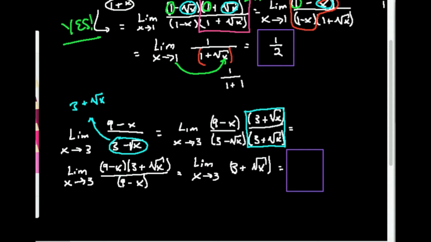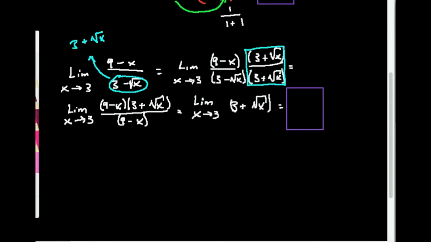All right? So what do I do? Well, I have this 3 minus square root of x times 3 plus square root of x. So I'm going to take this first number, 3, and square it. That's a 9. And then I'm going to take the second number, square root of x, it's a variable, and square it. And what's that? That's x. And then I'm just going to subtract them. And that's going to give me this 9 minus x. And then in the numerator, I still have 9 minus x times 3 plus the square root of x.